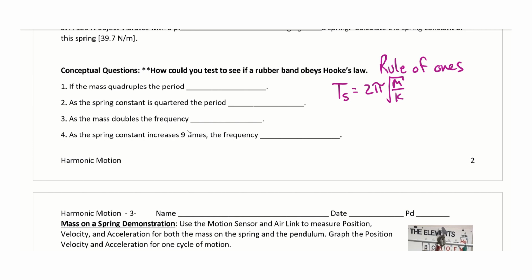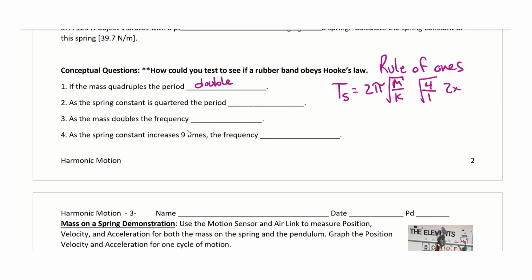What happens to the period? So in the first one, we have 2 and pi are constants. Inside of the square root, it tells me that the mass quadruples. Does not mention any change to the spring constant. So I have the square root of 4. Square root of 4 is 2 times. This is going to double.